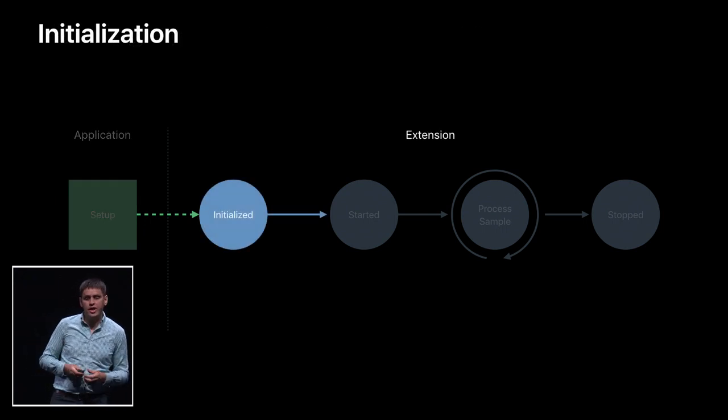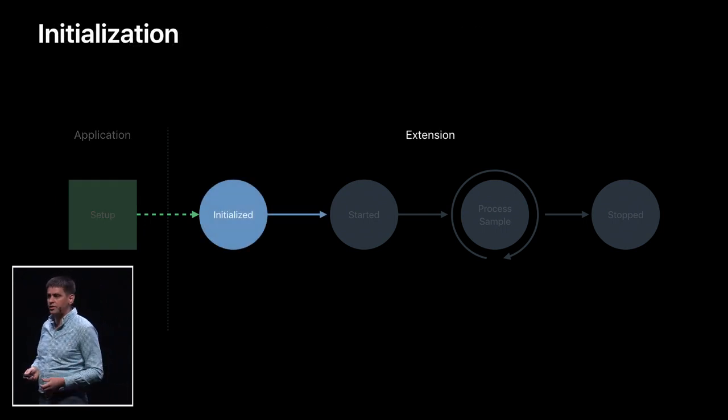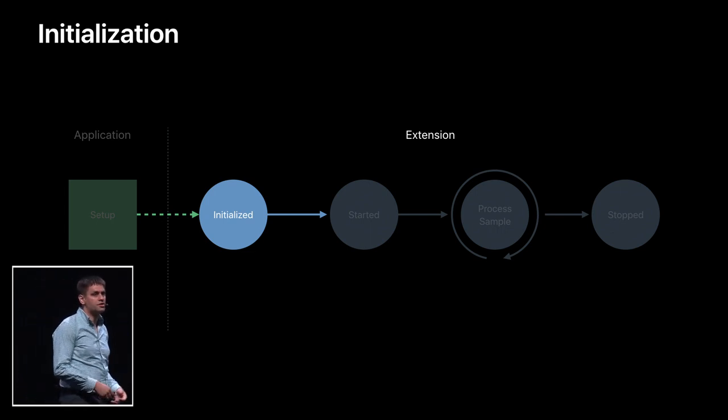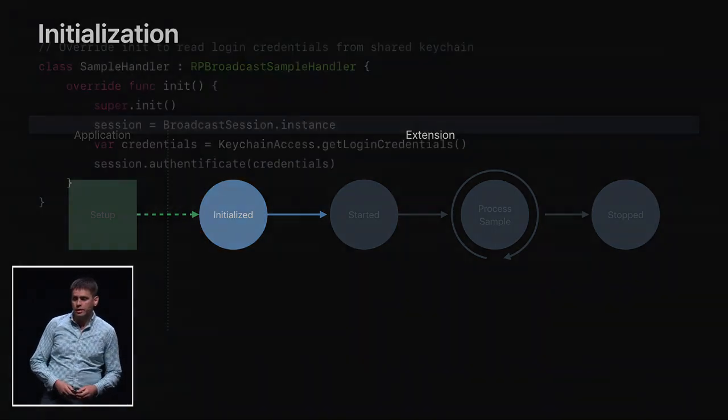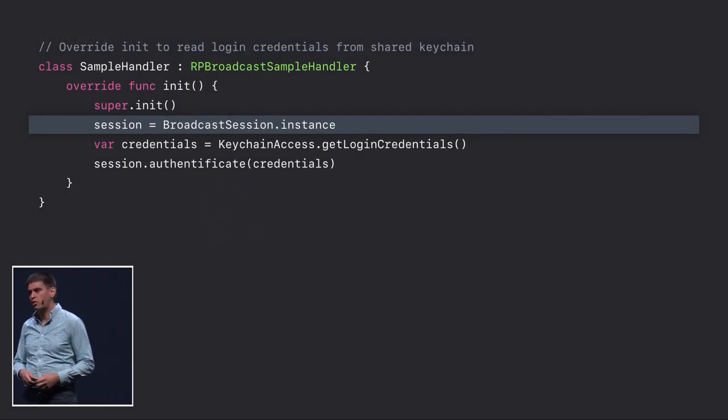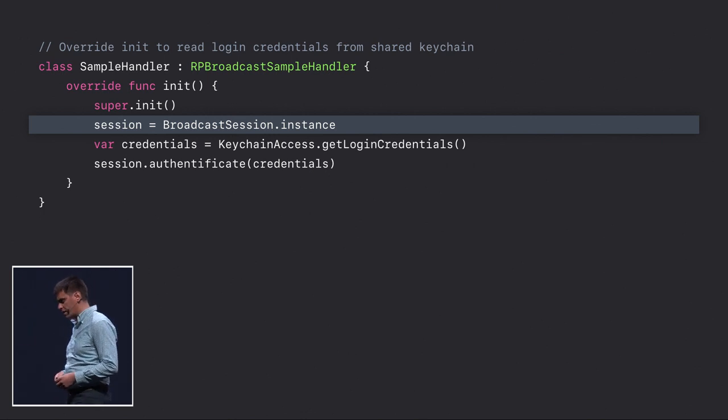Once the user initiates the broadcast, using the Control Center or your application that adopted the broadcast picker, ReplayKit launches the extension process and creates an instance of your sample handler class. At that point, you can override the default initializer of sample handler and do something essential for your broadcast and not directly related to handling the media samples. For example, you could get login credentials from this keychain and establish a broadcast session with your servers.